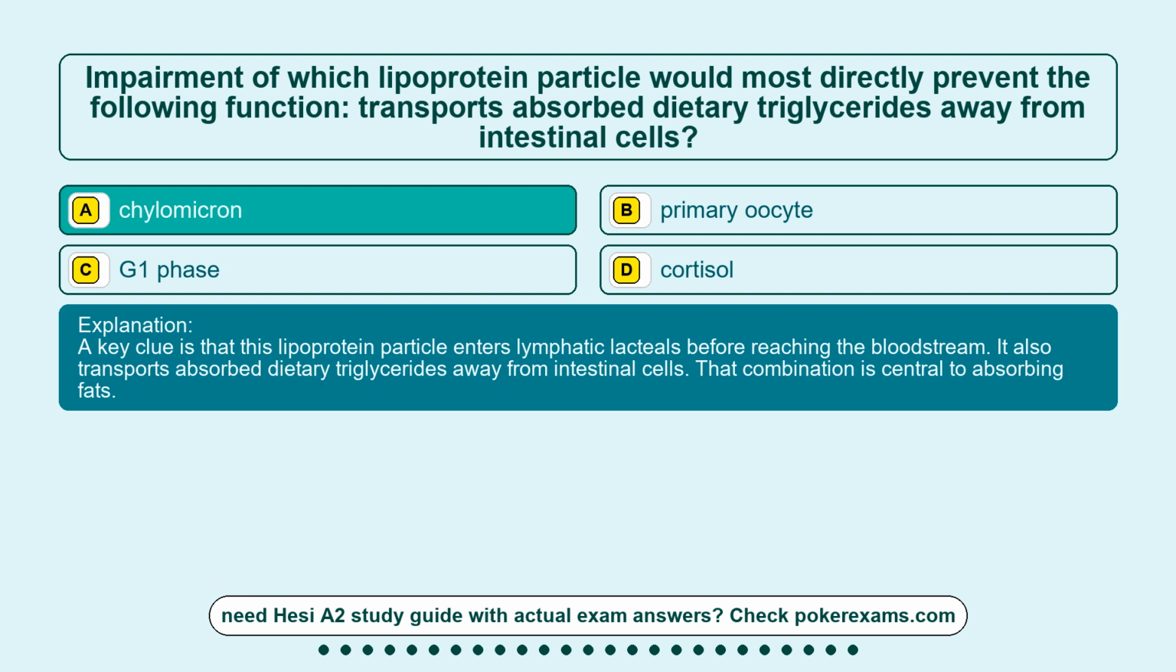A key clue is that this lipoprotein particle enters lymphatic lacteals before reaching the bloodstream. It also transports absorbed dietary triglycerides away from intestinal cells. That combination is central to absorbing fats.